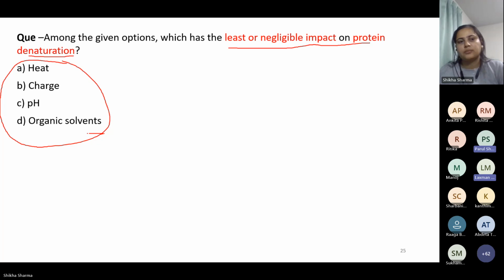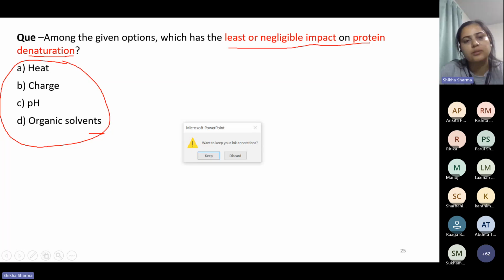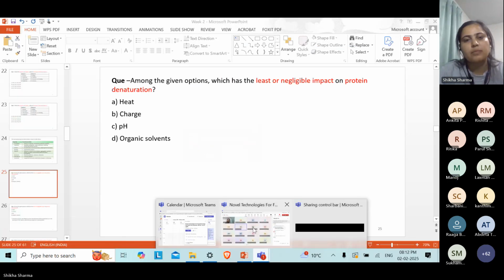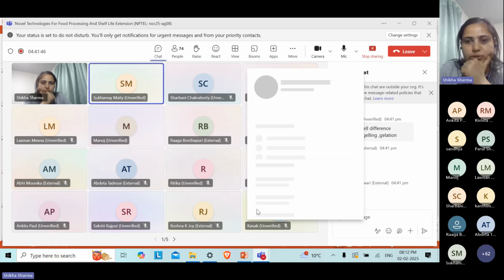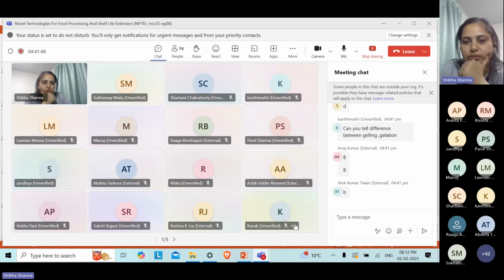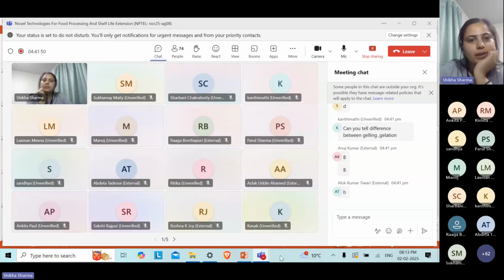Charge. Organic solvent. B, pH. The least negligible impact, D. Option D, organic solvents, ma'am. Okay, so many are saying organic solvents, Option D, right?